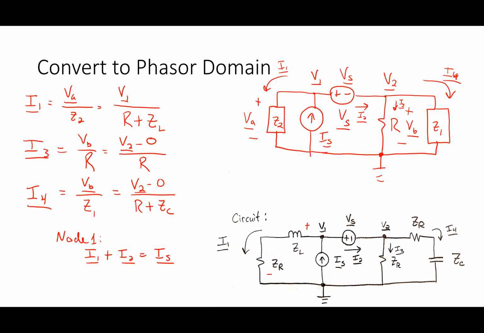I2 is going in. I3 and I4 are going out. So for node 2, we have I2 equals I3 plus I4. Like that. Now I could combine those two together.